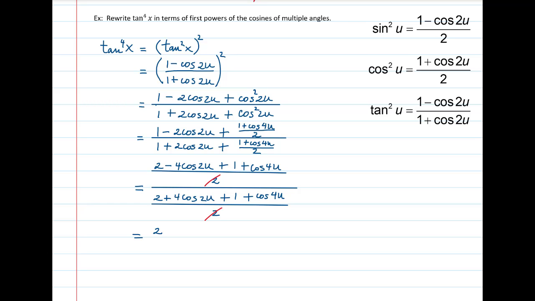And that's probably all I can do, right? We accomplished our goal of having an expression in terms of the first powers of cosine with multiple angles. Notice how we have cosine of 2u, cosine of 4u, on the top and the bottom, but they're all to the first power, right? We don't have any squares or cubics or anything like that. So there we have it.